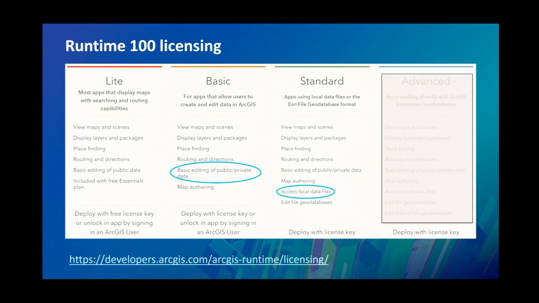Depending on what functionality you build into your app, there is runtime licensing. So we have the ArcGIS runtime. This is our core mapping. These are the libraries that allow us to do a lot of really cool mapping capabilities, 2D, 3D mapping and visualization. Depending on what functionality you put in there, we do fall into line with some of the runtime licensing.